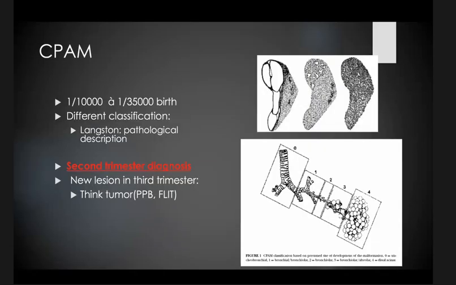So what's a CPAM? CPAM is a malformation of the lung. It's quite rare, but there's a lot of classification. The Langston classification is a pathological description, and it's usually a 2nd trimester diagnosis. If you have a good 2nd trimester ultrasound that shows no cyst at all, and it's a new lesion in the 3rd trimester or on a newborn, you have to think tumor, like a pleuropulmonary blastoma. Usually the CPAMs are there in the second trimester, so at the first ultrasound at 20 weeks, you see it.